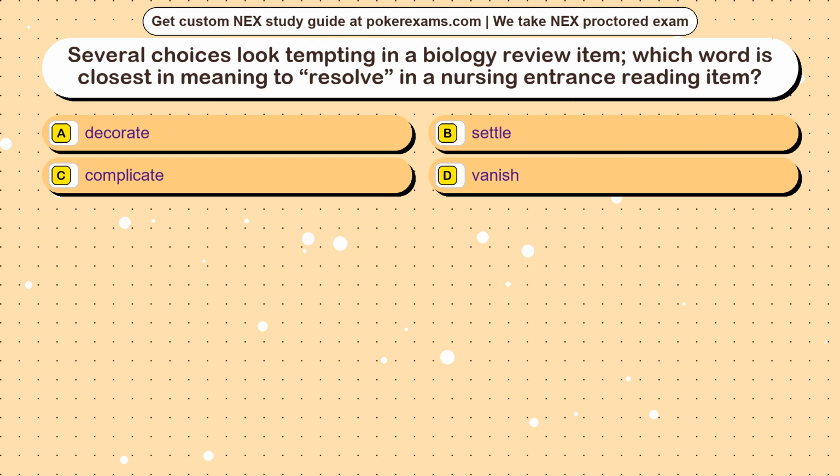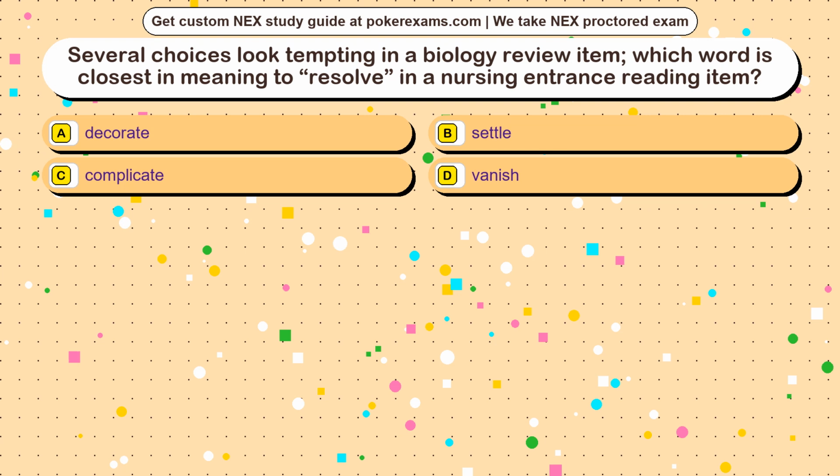Question 12. Several choices look tempting in a biology review item. Which word is closest in meaning to resolve in a nursing entrance reading item? Option A, decorate. Option B, settle. Option C, complicate. Option D, vanish.